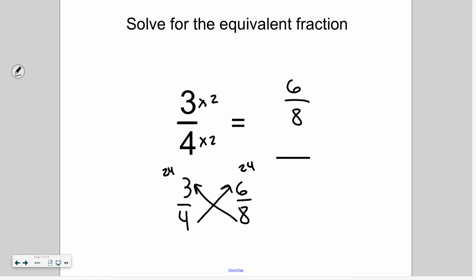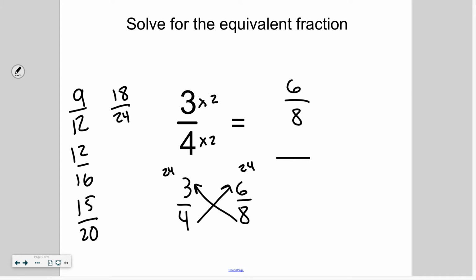So they're both 24, they're equal. Now, I used 2, but you could have used 3, 4, 5, any other number. So some other fractions that are also equal to 3/4 are 9/12, 12/16, 15/20, 18/24, right? So if you multiply by any other numbers, these are some other fractions you could have found.